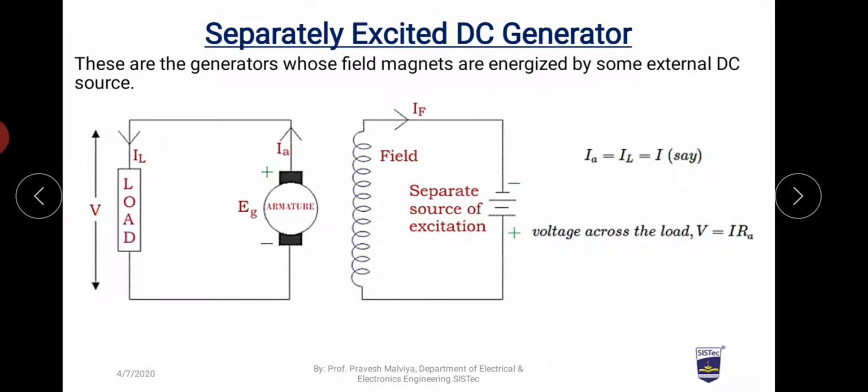For this circuit, the armature current Ia is equal to the load current, which is flowing in the load. Both are equal to each other. And the voltage across the load can be given as V is equal to Ia Ra, where Ia is the load current or the armature current and Ra is the armature resistance. So this is the separately excited DC generator.